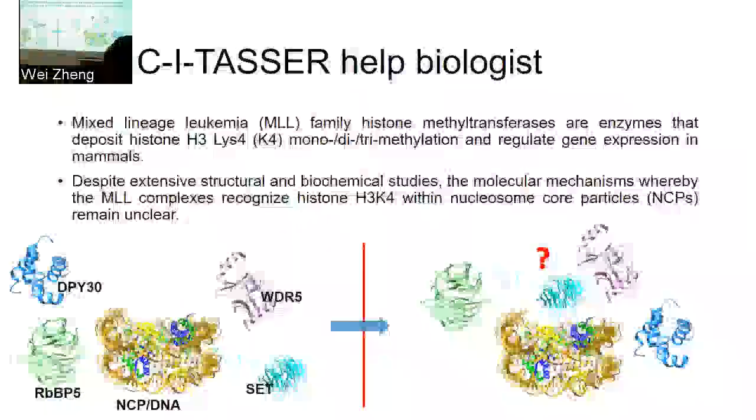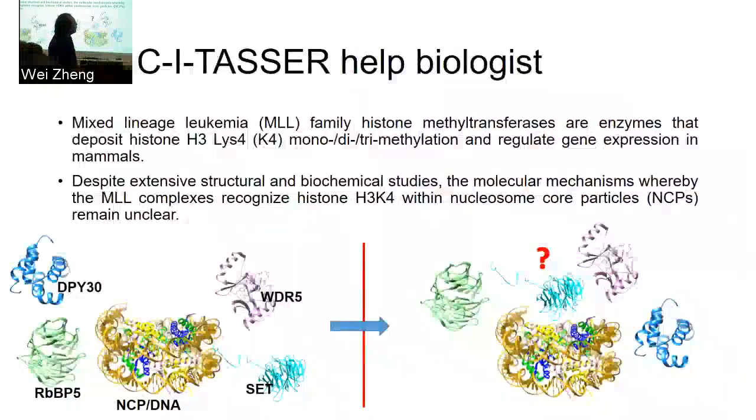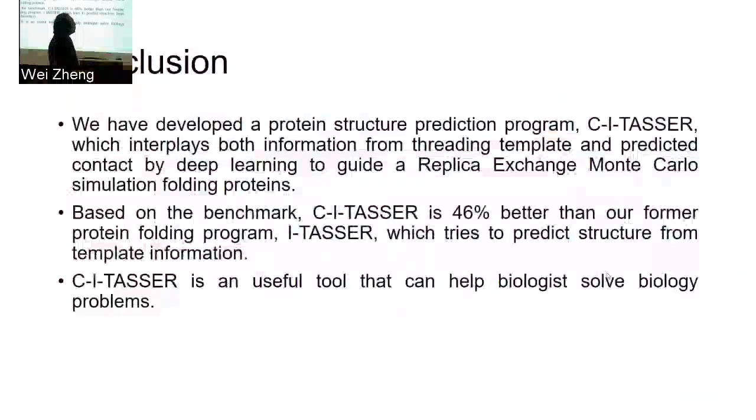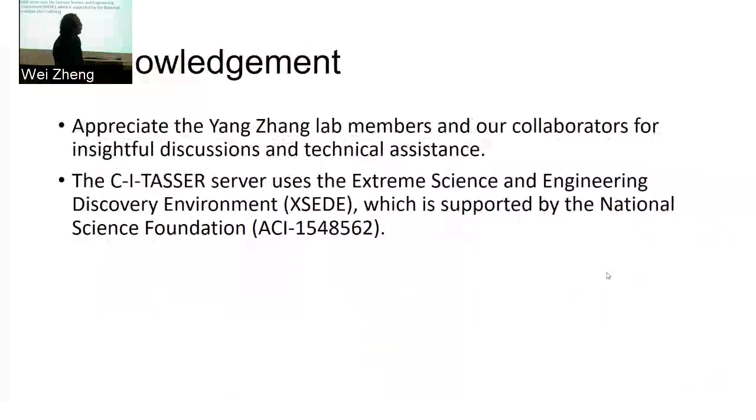Since time seems okay, we can skip this case to the conclusion. So we have developed a new protein folding program called C-I-TASSER, which integrates both information from threading templates and predicted contacts by deep learning technology, using Monte Carlo simulation to fold the protein. Based on our benchmark, C-I-TASSER is at least 46% better than our former folding program I-TASSER. That's all. Thank you.